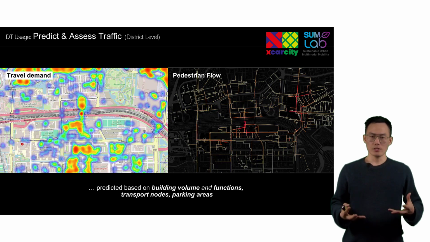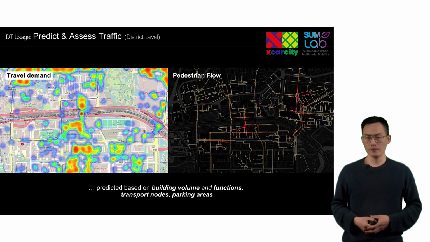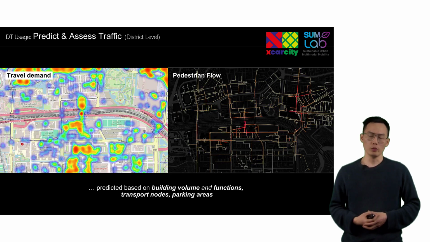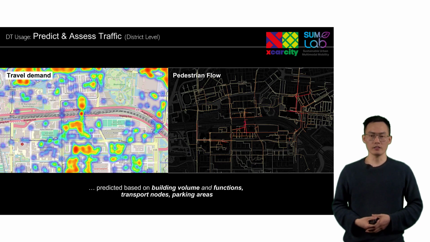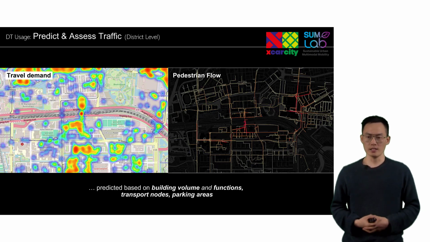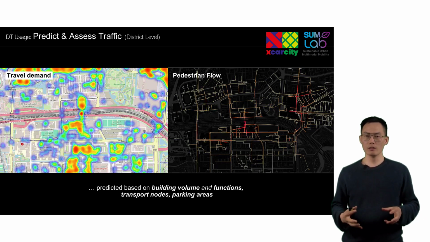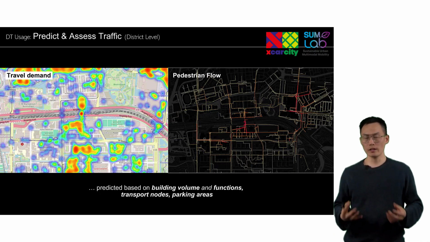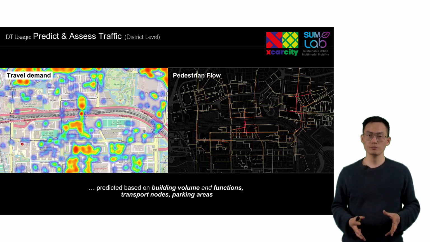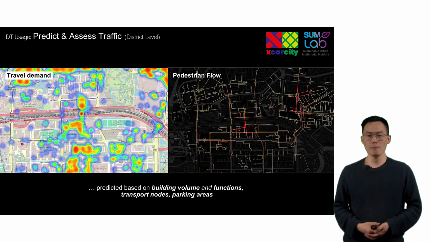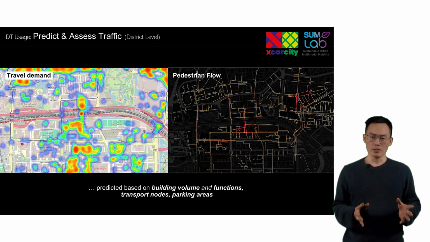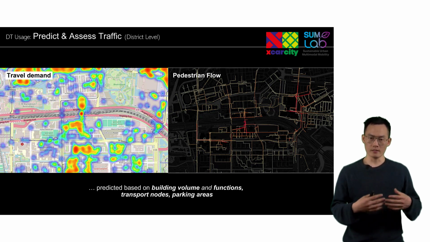This is part of our digital twin, a pedestrian model. We built a pedestrian model that can predict the travel demand and the pedestrian flow, as you can see here. This pedestrian model can be combined with other vehicle traffic models, so we will have a multi-model traffic simulation of the whole system. This model, as you can see, is applicable at the district level.